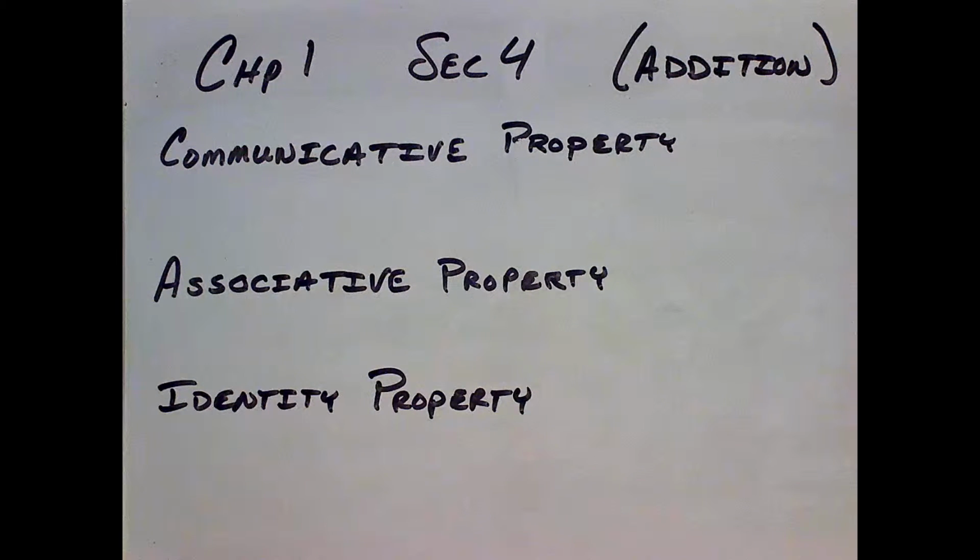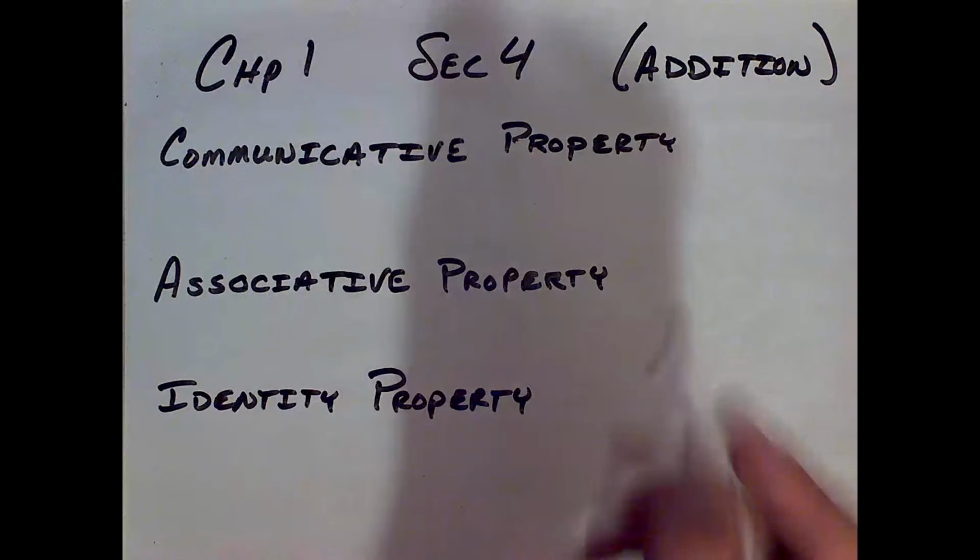Chapter 1, Section 4. We're going to learn about the commutative property of addition. Notice I have addition up here: the commutative property of addition, the associative property of addition, and the identity property of addition. The commutative property of addition goes like this.